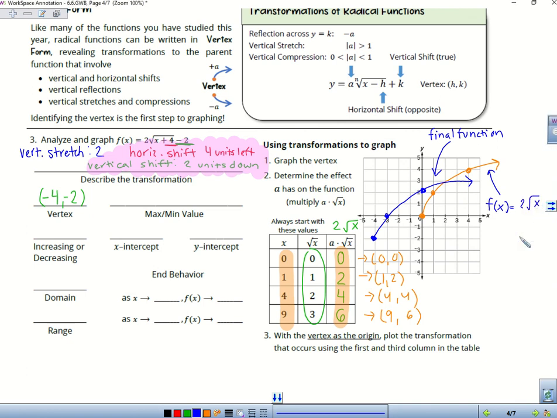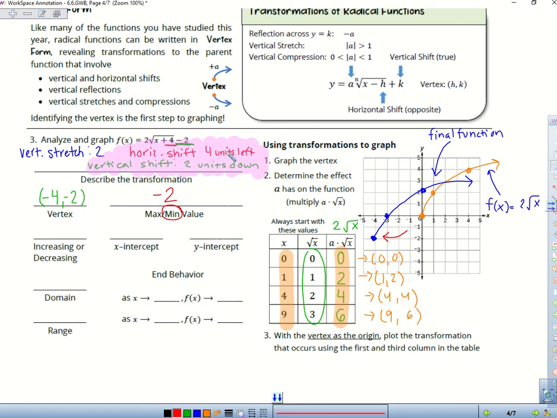Alright, everyone good with how we got the final function? Yes. So now we're going to analyze that final function. Now does this final function have a minimum or a maximum? It only has one. It has a minimum. And the minimum is associated with the vertex, right? So the vertex is either going to be your minimum or your maximum depending on what your graph looks like. So to identify the minimum or maximum, you're going to give me the y-coordinate of your vertex, which is -2. That means that's the lowest the graph ever goes on the y-axis.